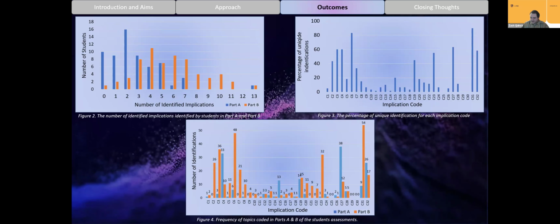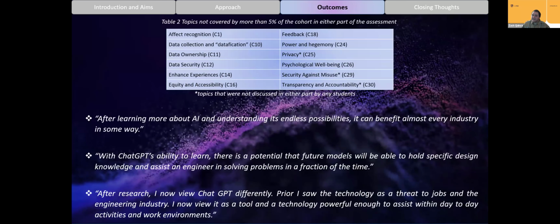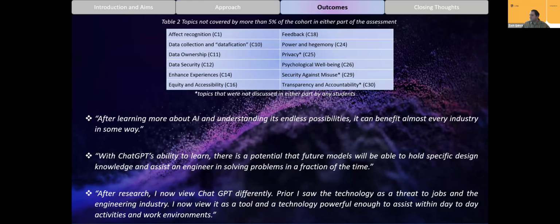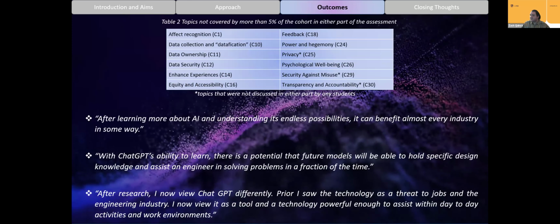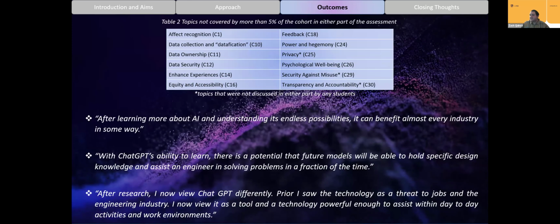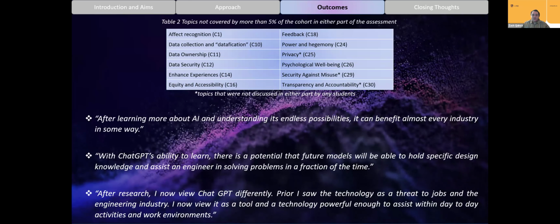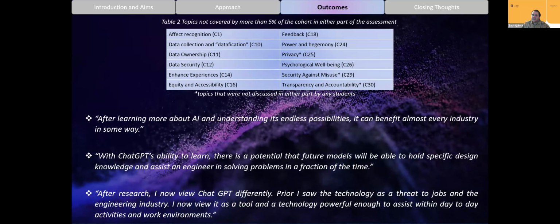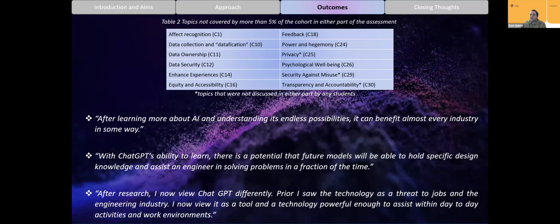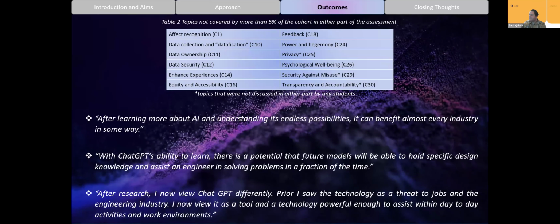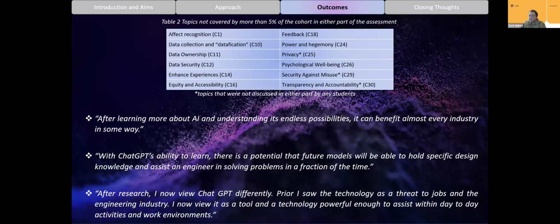And as you can see, C25, C29, and C30 were all mapped 0 times across all of the students' Part A and Part B, where those related to privacy, security against misuse, and transparency and accountability. What was interesting to see is that Table 2 showed the topics that were not covered by more than 5% of the cohort in either part of the assessment.